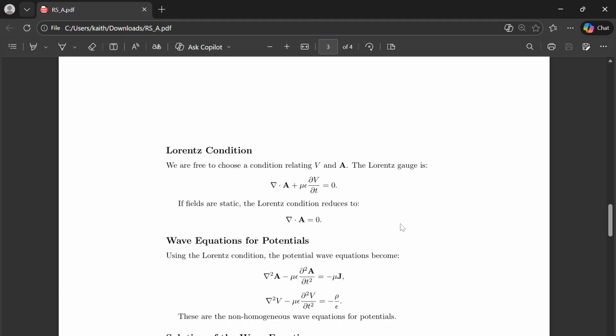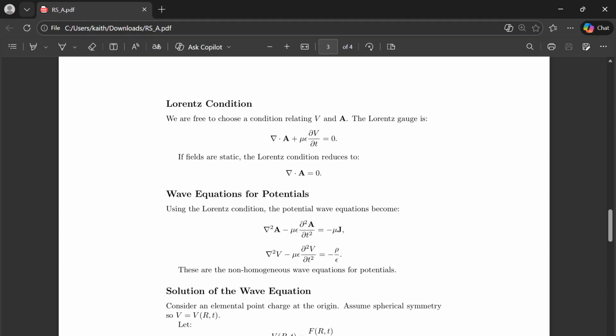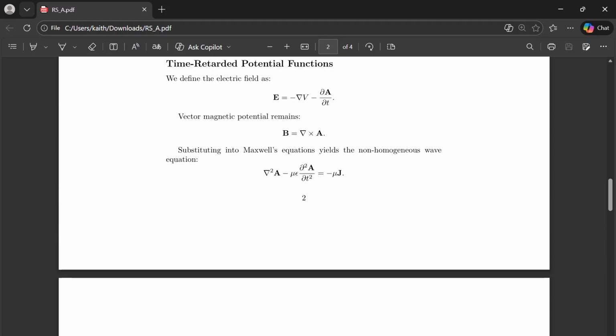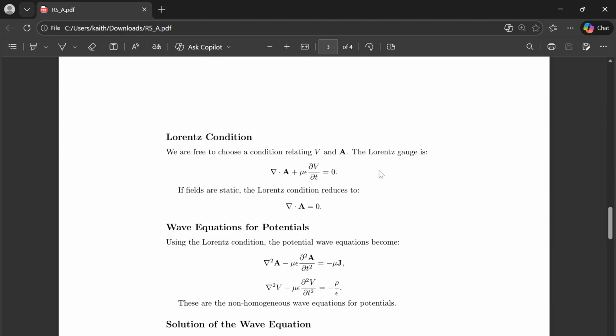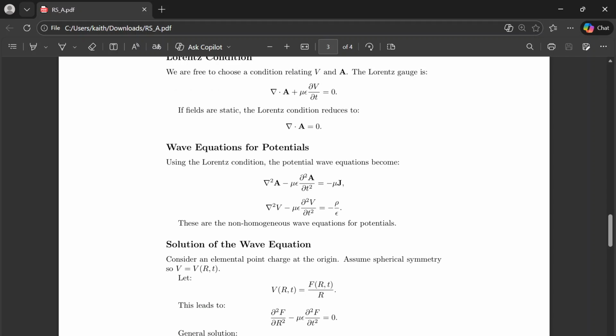As I said earlier, we have the liberty to choose our own properties for the magnetic vector potential. We choose del dot A to be the negative of mu epsilon dou V by dou t, that is, the sum to be zero. This condition is known as the Lorentz condition. Under this Lorentz condition, if we simplify this wave equation, it leads to the following equations. This is the simplified wave equation for the potentials under the Lorentz condition. These are called the non-homogeneous wave equations for the potentials.